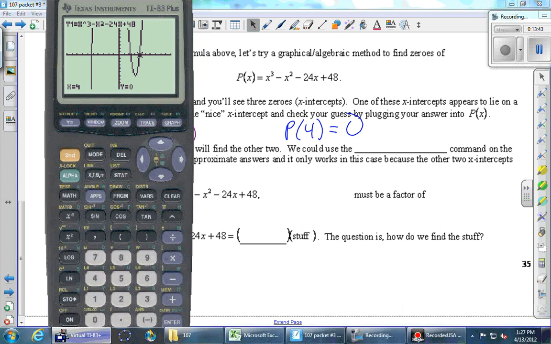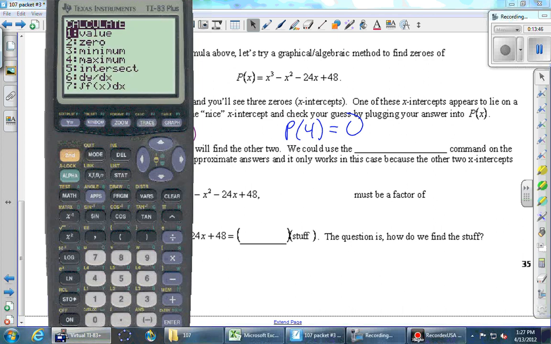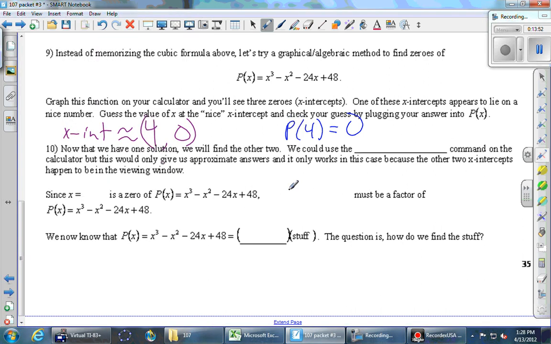Okay, which command were we looking for on the calculator that would tell us was 0? The same 0 that we've been using these last few classes. So that goes into blank. We could use the 0 command, but there are some weaknesses. Number one, it's only approximate answers. You'll get really accurate decimals, but they're just decimals.